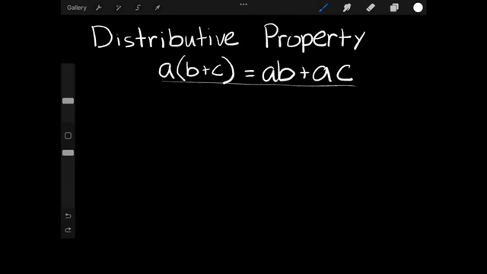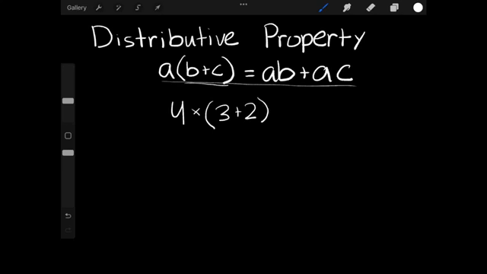In algebra, we often write the distributive property as A times the group B plus C is equal to AB plus AC. So, let's get our problem question. 4 times the group of 3 plus 2.